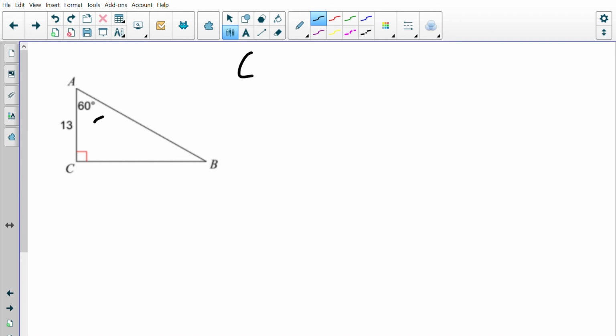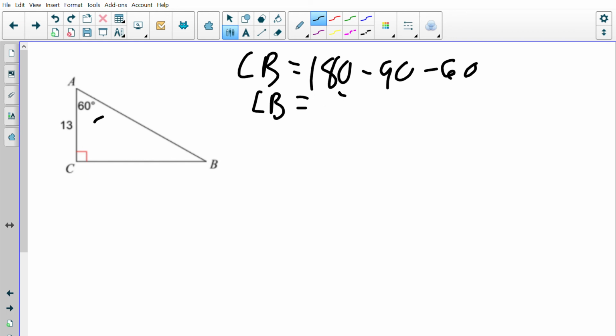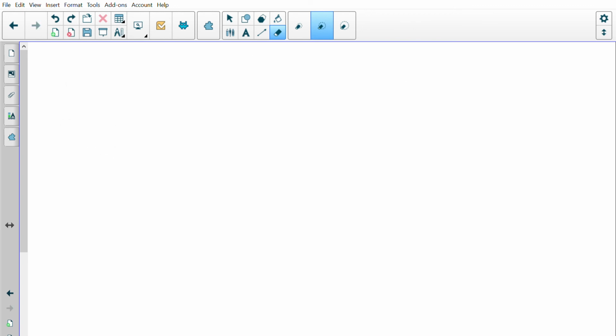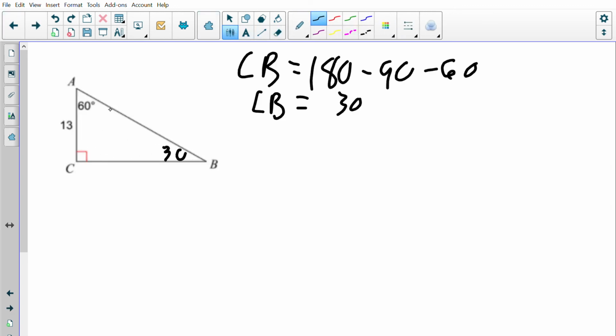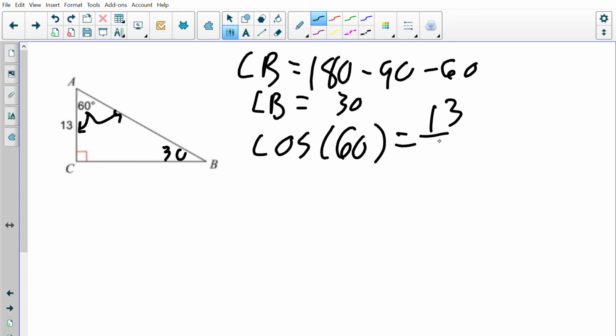Again, let's find the angle. B is 180 minus 90 minus 60. So angle B is equal to 30 degrees. Okay? Let's solve this a different way than sine. So we used sine on the previous problem. Let's use cosine for this one. So cosine would mean that we are going to do the 60, and we're going to do adjacent over hypotenuse. So let's do cosine 60, and then it's going to be 13 over hypotenuse. Could I use sine? Could I use tangent? Yes, I'm just doing different examples for you guys.